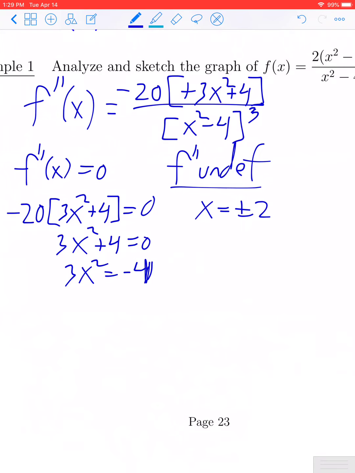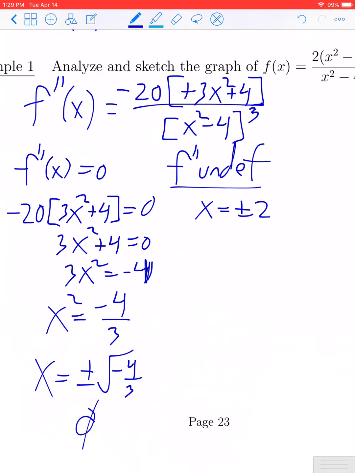Divide by 3. And now we have x squared equals negative 4/3. When we take the square root, those are going to provide two complex solutions. We're only interested in real solutions right now, so there's no real numbers for which the second derivative will be equal to 0.